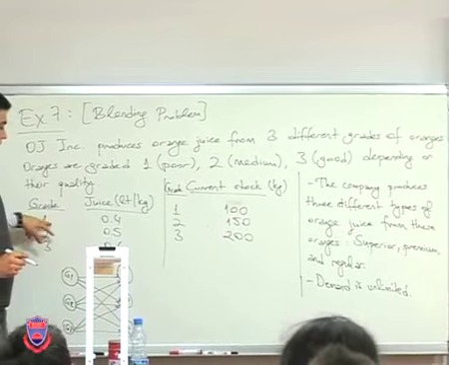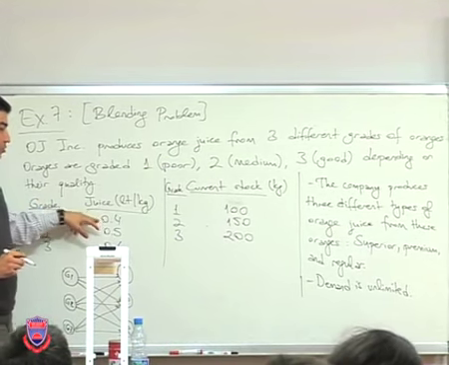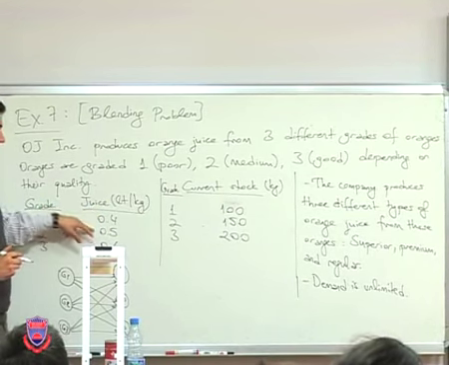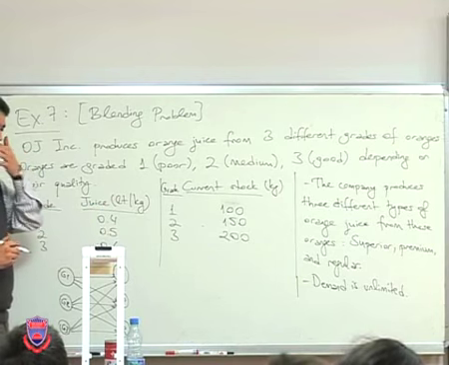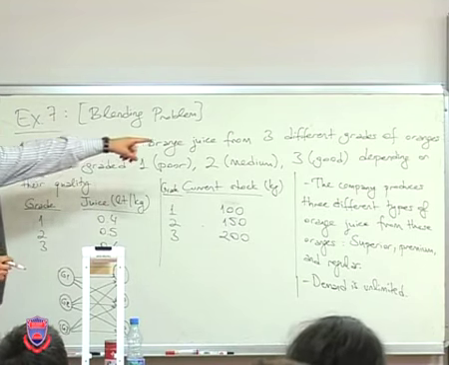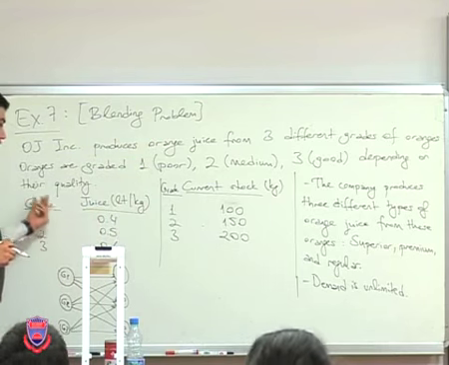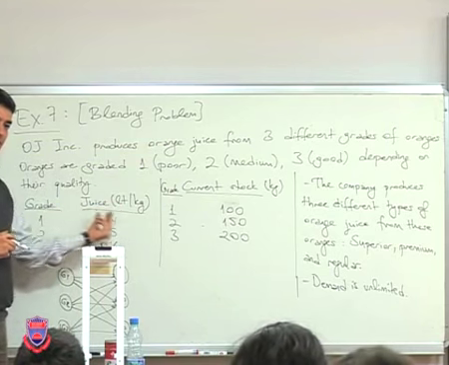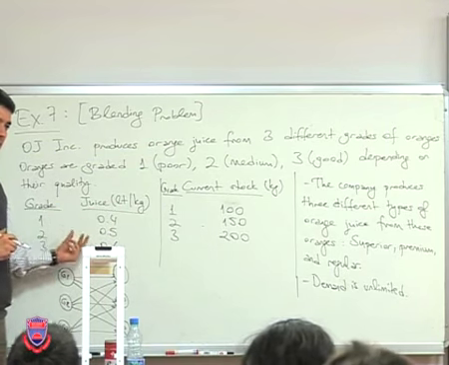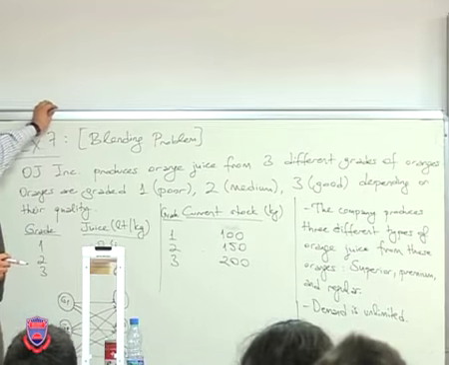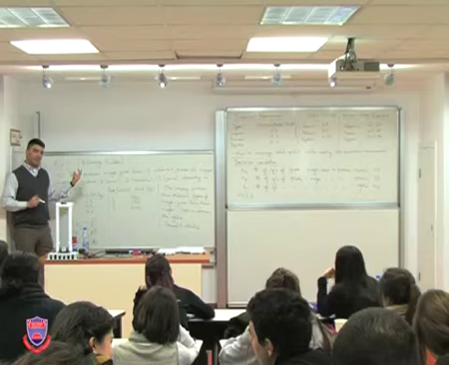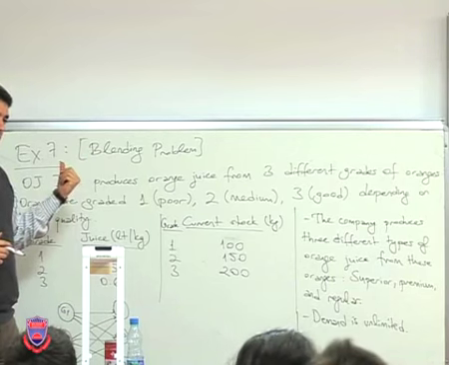Let me just go back here. For each kilogram of grade 1 orange, I obtain 0.4 liters of orange juice. For each kilogram of grade 2 orange, I obtain 0.5, and 0.6 here. So what am I controlling here? I can control the number of kilograms of oranges I'm going to use. What I cannot control is how much juice I'm going to have. These are given to me. So what I need to figure out is, if I use this much orange in my production, how much output am I going to have? How much orange juice am I going to produce?